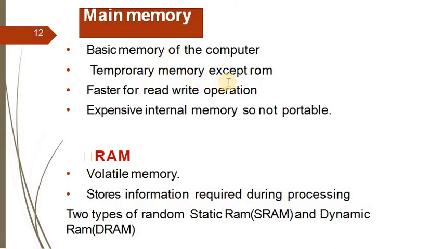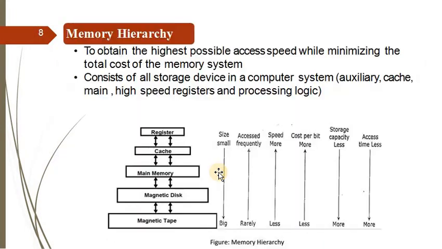Temporary memory except ROM. We will see what is ROM and RAM. Faster to perform read and write operation. Expensive internal memory, so not portable. So RAM, volatile memory, stores information required during processing. So already we have seen what is non-volatile and volatile. Sequential access already we have seen in the previous slide. I will show it again.